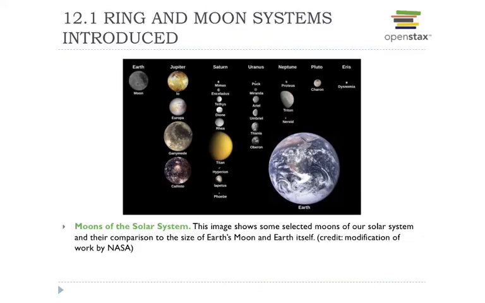So 12.1, here we look at the rings and the moon systems. And so here's just kind of a collage of some of the different moons and Earth here kind of as a reference. So you can see some of these moons are fairly large, comparable to the moon of Earth itself.